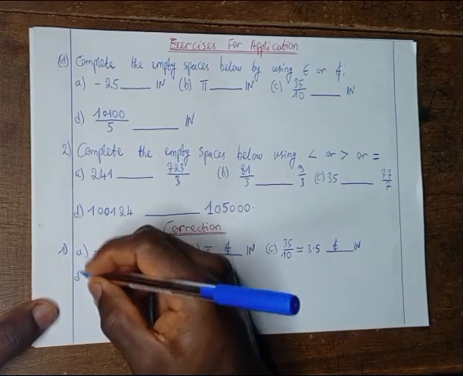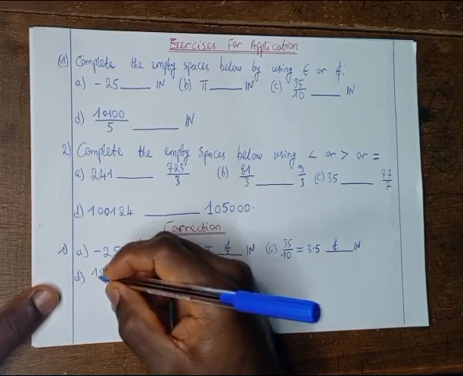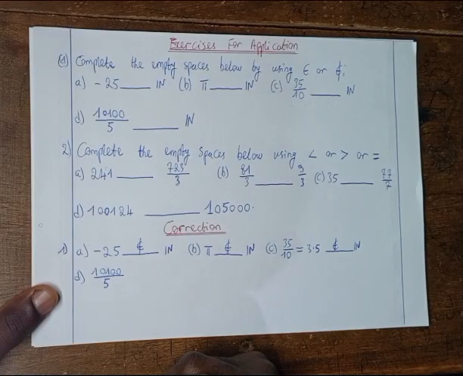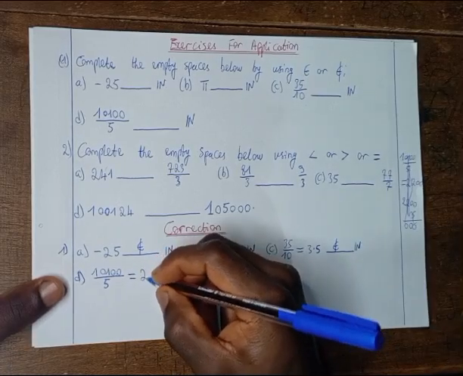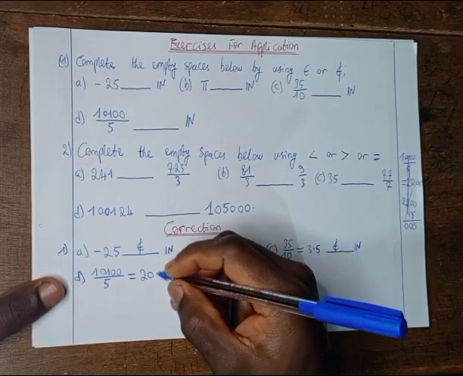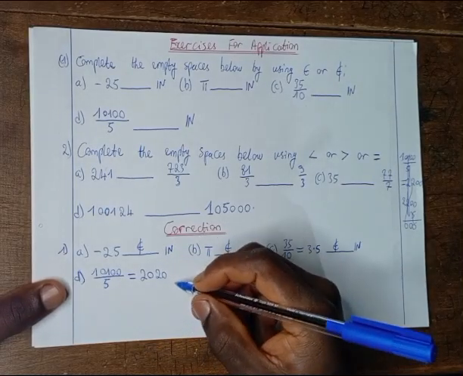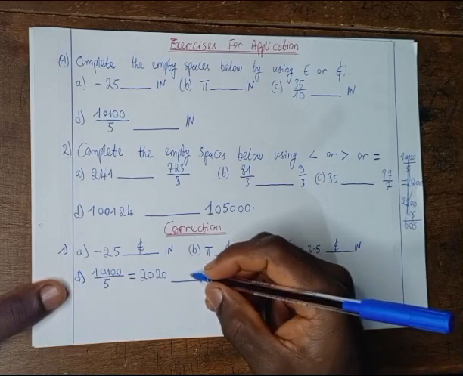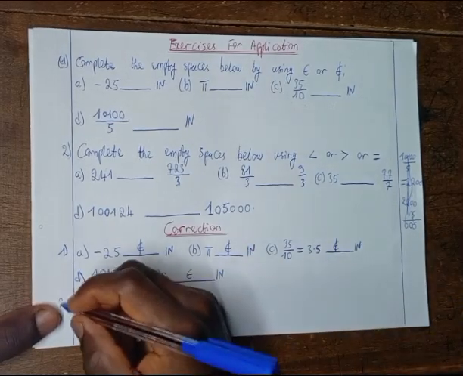Next, we go to D. For D, we have 10,100 over 5. If we divide the number 10,100 over 5, this will simply give us 2020. We know 2020 is a whole number, a positive whole number. Therefore, it belongs to the set of natural numbers. We go now to question 2.